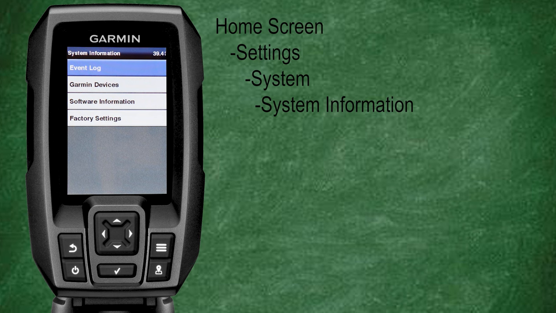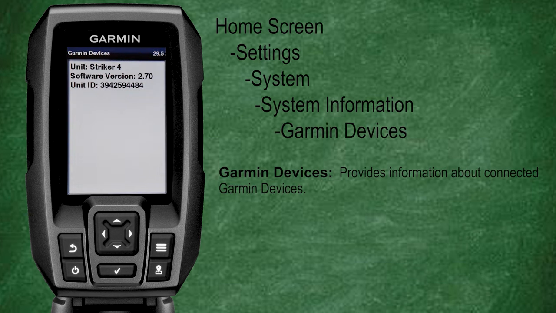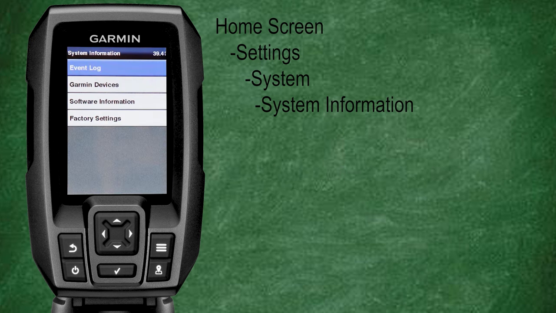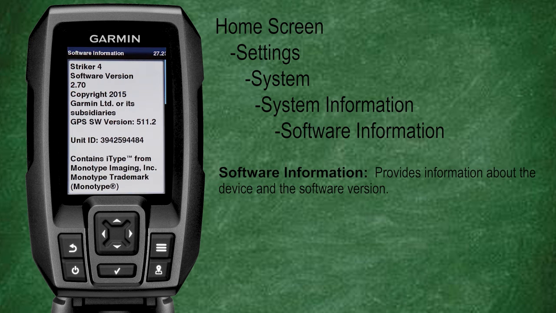Under Garmin devices, you'll see the device type, which in our case is a Garmin Striker 4, your current software version, and the unit ID. Software information will show you relevant information with regard to your specific Striker unit software and version history.